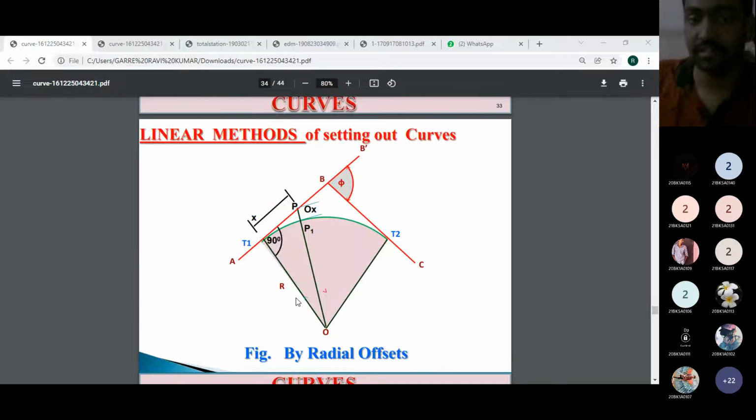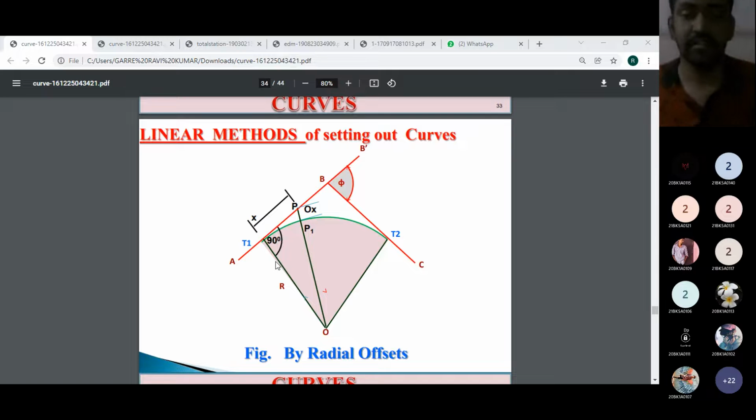Now in this method you can see the tangent AB and tangent BC. Two tangents are there. Perpendicular to the tangents, they are setting out the curve. Sorry, first they are setting out the offset here. You can see a line O T1 and a line AB. It is assumed that the line OT1, which is the radius of the curve, is exactly 90 degrees with the line AB. It means that it is perpendicular to the tangent line.